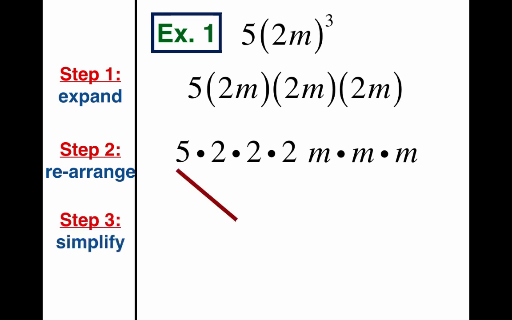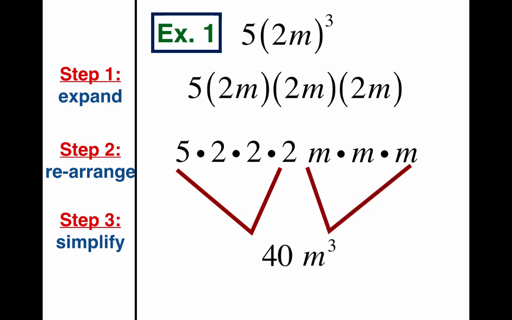And then it's time for step 3. We're going to simplify. We're going to do our math. We're actually going to multiply 5 times 2 times 2 times 2. 5 times 2 is 10, 10 times 2 is 20, and 20 times 2 is 40. And then m times m times m, well, we'll shorten that back up. That's m to the 3rd power. And there's our simplified solution, 40m to the 3rd power. That means our original problem is equal to 40m to the 3rd power. They're the same thing. So our process here has 3 steps. We expand it out big, then we rearrange it, and then we simplify it back down small. And that's how we get to that final solution.